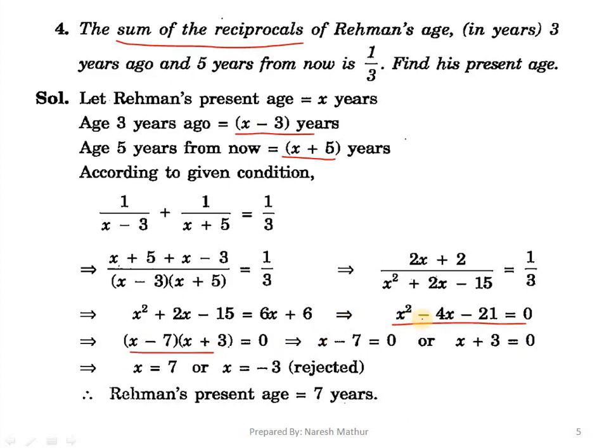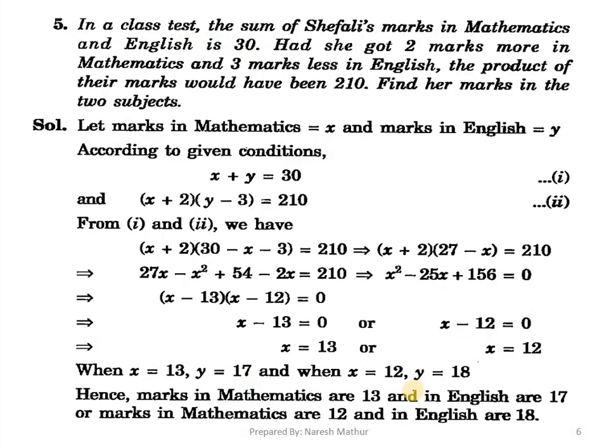Further, minus 4x will be split into minus 7 and plus 3. So we have x equals 7 and x equals minus 3. As we are talking about age and x is the present age of Rahman, it can't be negative, so this value will be discarded, rejected. So the answer is Rahman's present age equals 7 years.